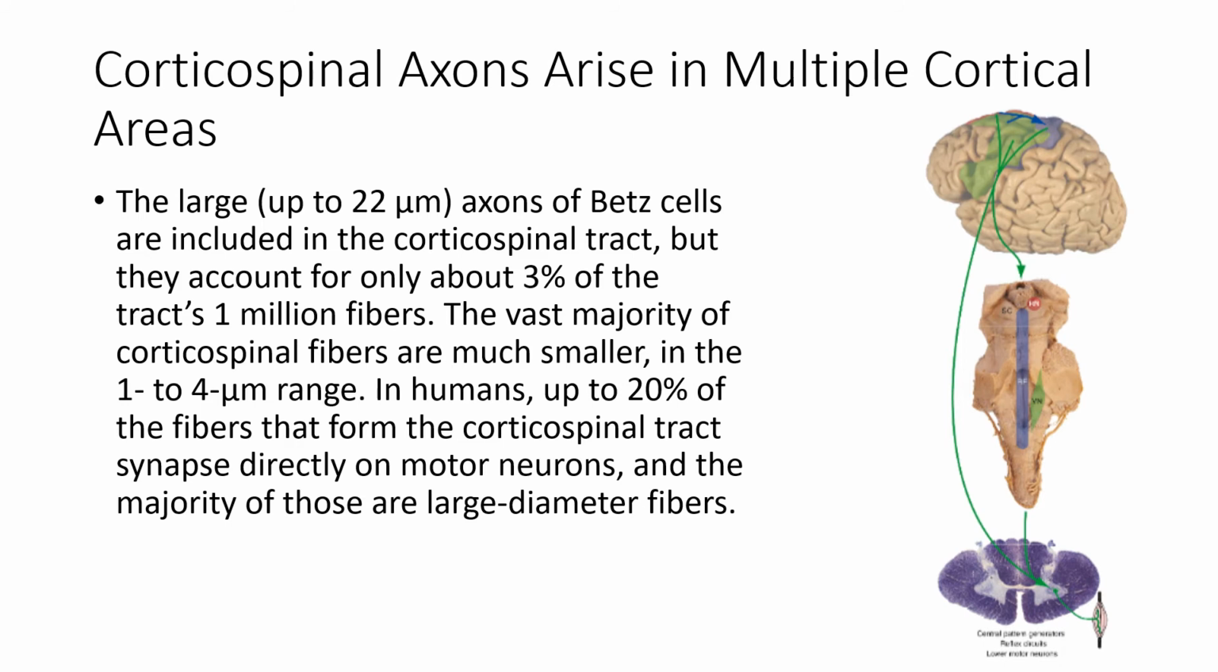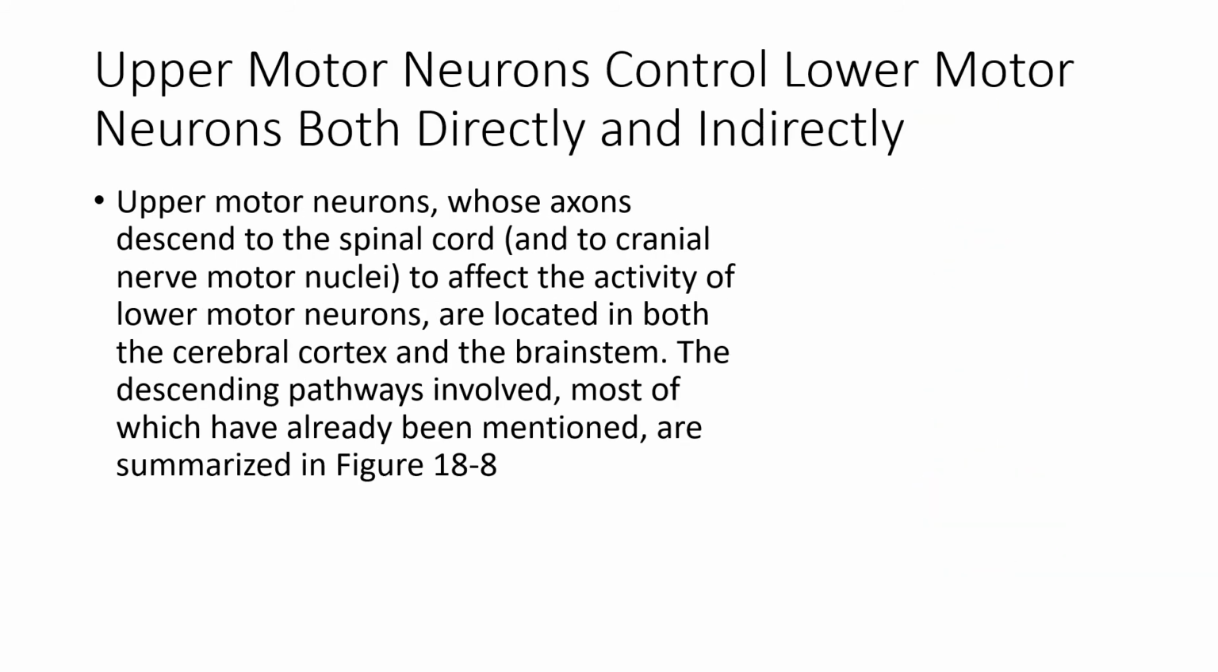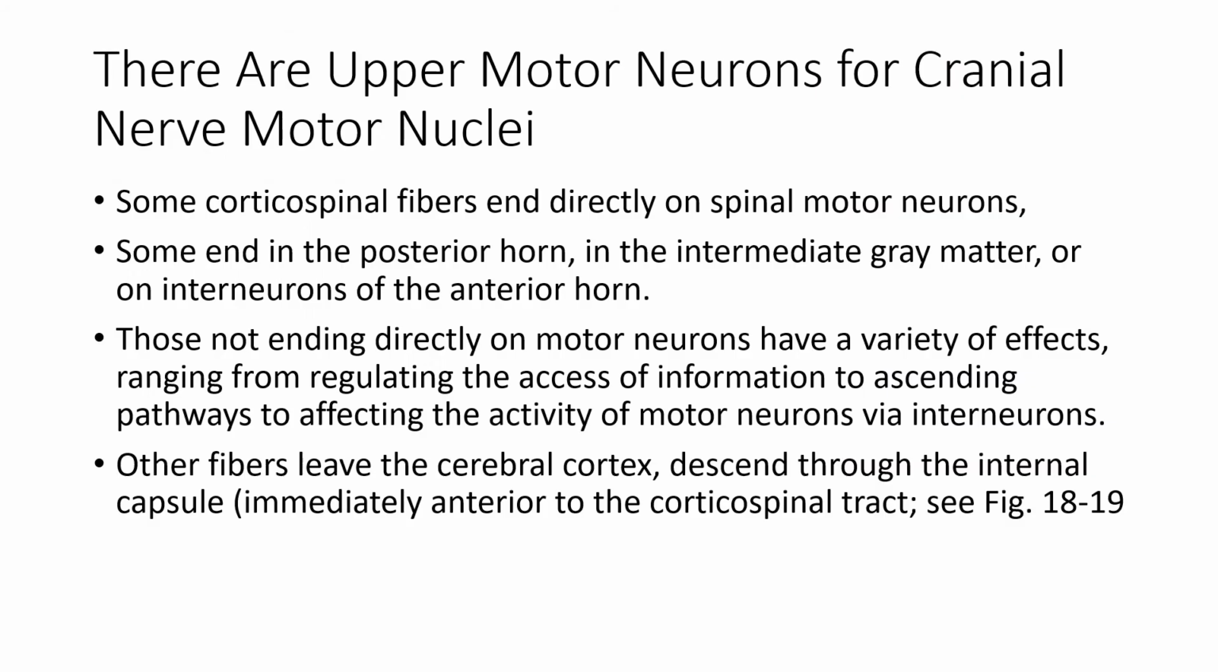Corticospinal axons arise in multiple cortical areas. We're good with that, so go back to those areas if you need it. Again, I'm speeding this up because it's supposed to be a review. Upper motor neurons control lower motor neurons both directly and indirectly. You can look back at that if you need to. Upper motor neurons for cranial nerve motor nuclei.